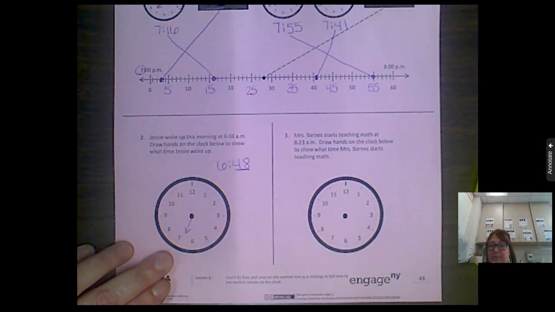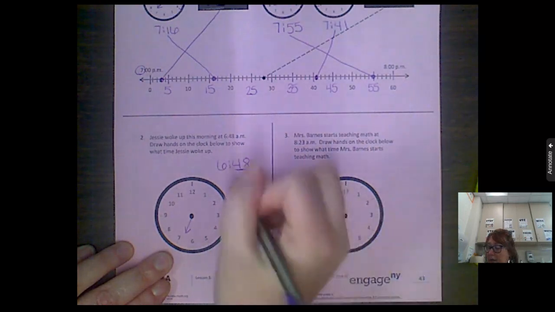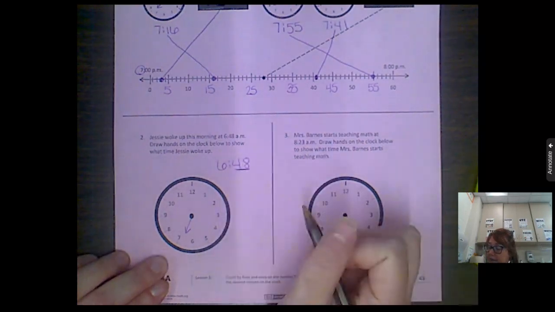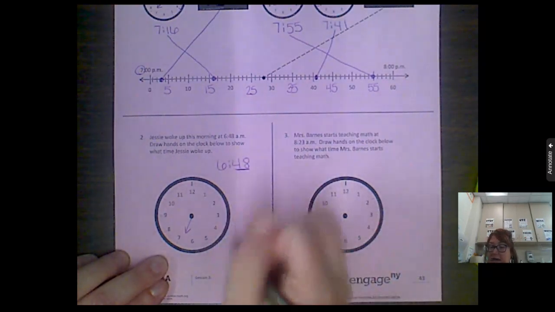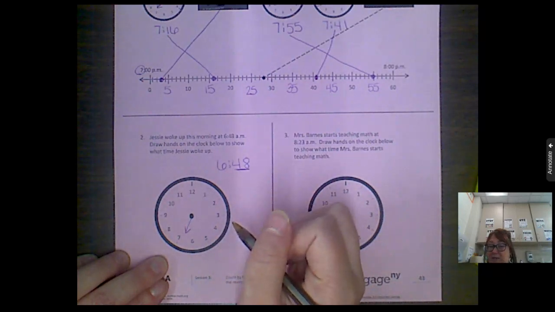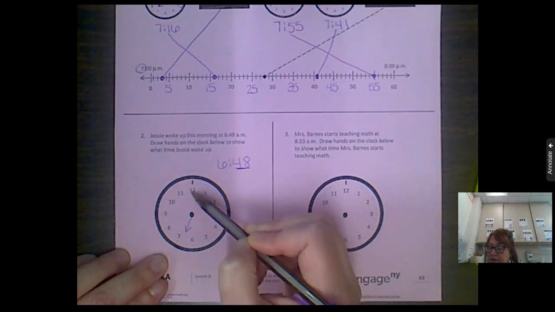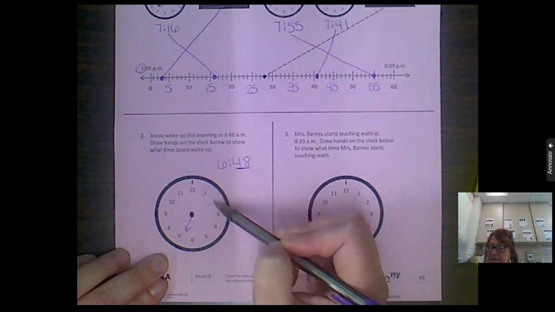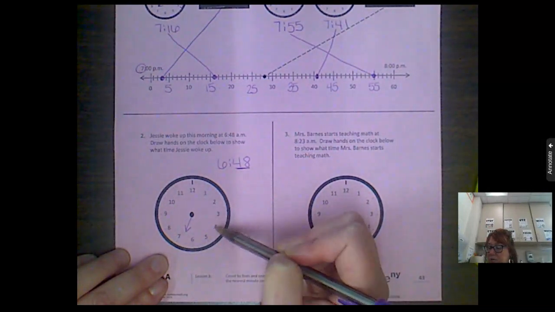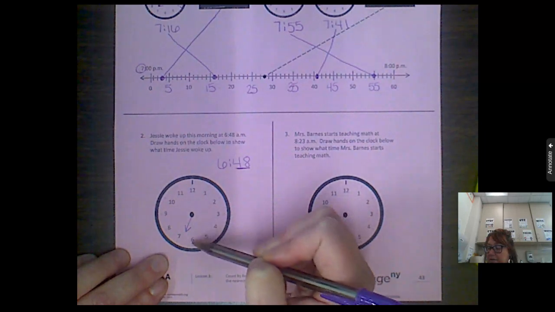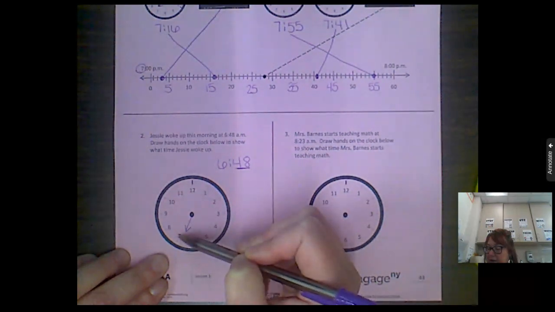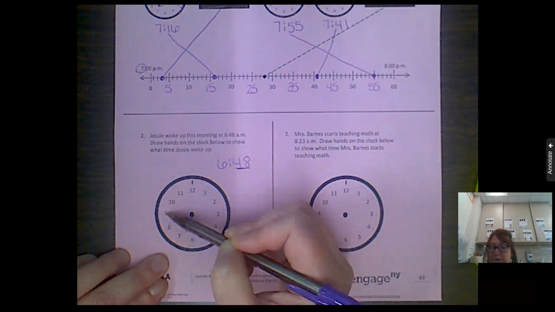Okay, does that make sense? All right, and then for 48 minutes, we're going to count by 5s until we go as far as we can. And so let's just try that. Let's just do it. Ready? So 0, 5, 10, 15, 20, 25, 30, 35, 40, 45.